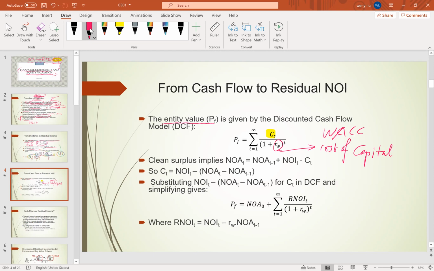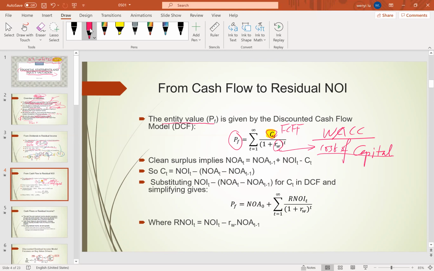This one we already studied in our case study of BGS Technology, the weighted average cost of capital. The above is the free cash flow to the firm. So we discounted our free cash flow to the firm to time 0, using our cost of capital, to solve the whole business, the whole entity's value, PF.